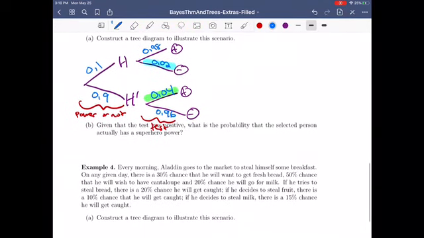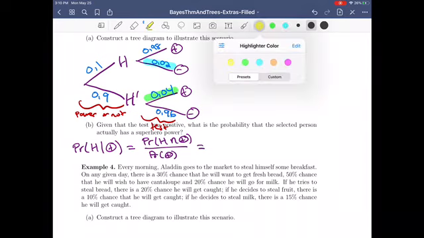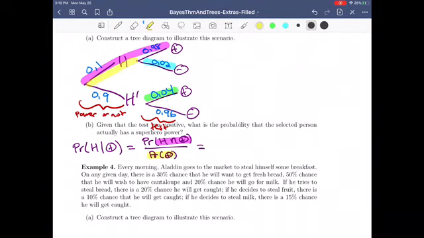Now, given that the test was positive, what's the probability they had a superhero power? So we want the probability of H given a positive test. So that's the probability of H and positive divided by the probability of positive. Okay, so when we're doing this, I guess I can use these colors. Okay, so H and positive is that branch there. Okay, and if we want positive, we're going to have to take that branch, so the same one, but also this branch down here that ends in positive.